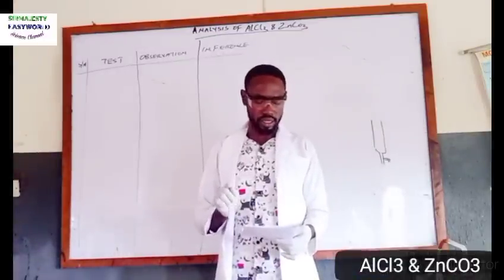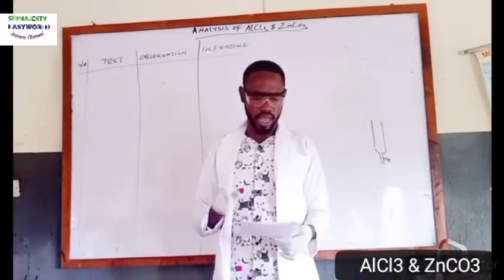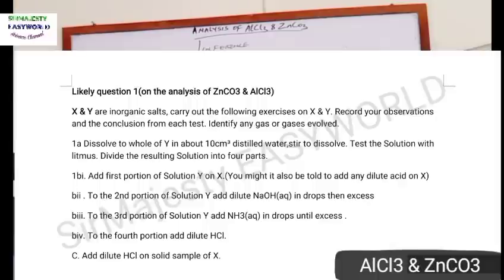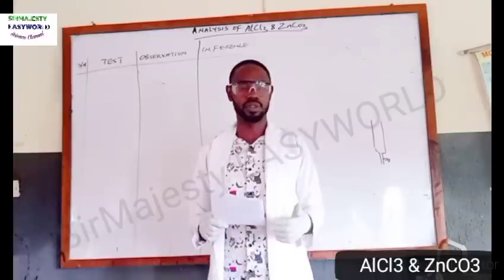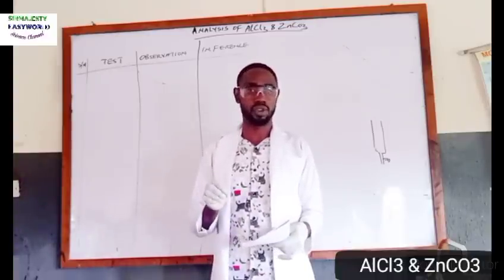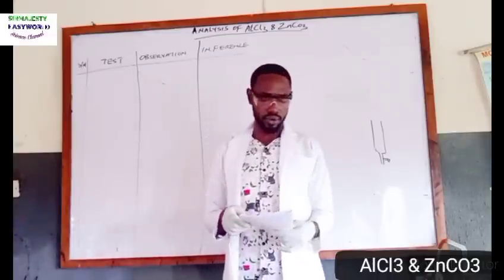Identify any gas or gases evolved. Put the whole of Y in a beaker and add about 10 cm cube of distilled water. Stir to dissolve. Test the resulting solution with litmus and divide into 3 or 4 depending on how the examiner sets it. Remember, this is to teach you the comprehensive way to do this analysis. If you are faced with this type of analysis in exam, you read the instructions given on your question paper and follow the examiner's guide accurately.